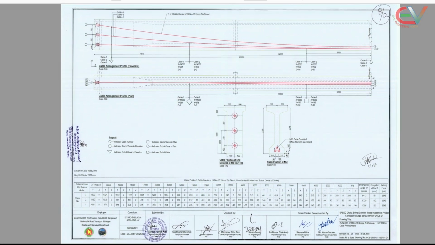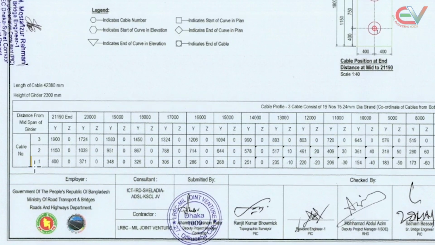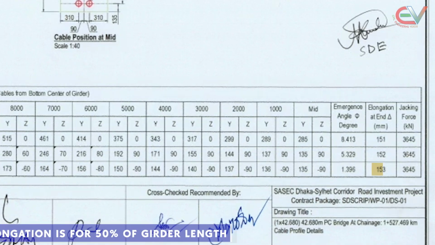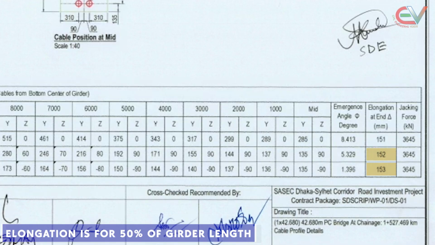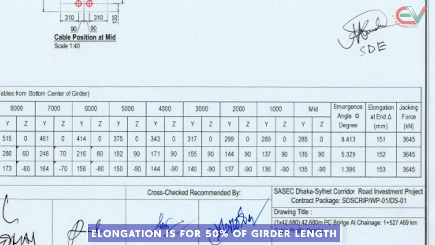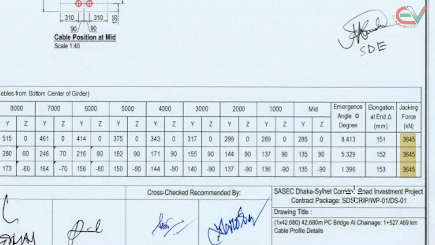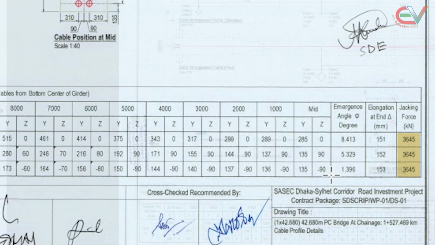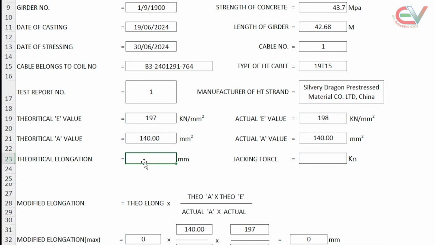Now from cable profile design drawing page, this is cable number 1, 2 and 3. The design elongation for cable 1 is 153, for cable 2 152 and cable 3 151. The design jacking force is 3645 kN for all the three cables. Here for cable number 1, the elongation is 153 mm and the jacking force is 3645 kN.